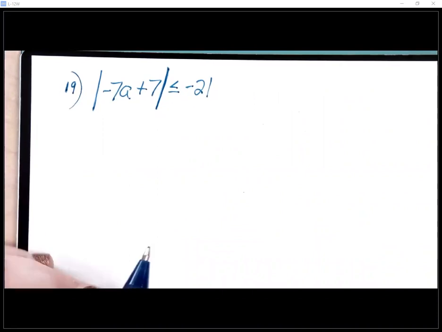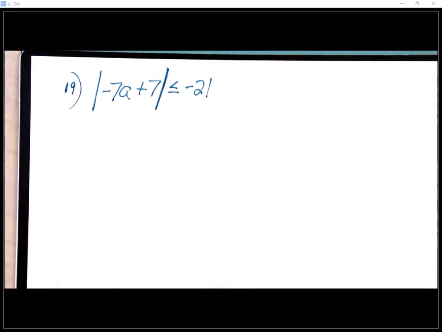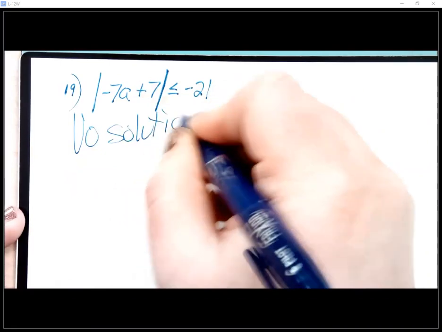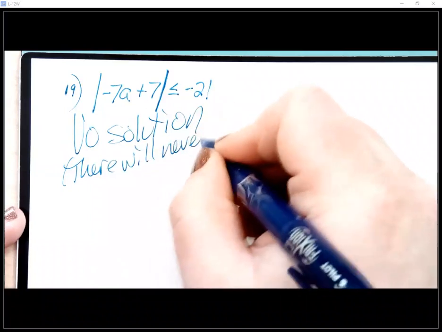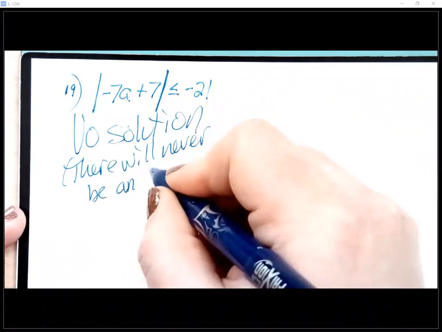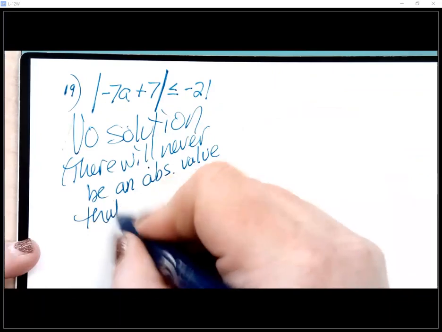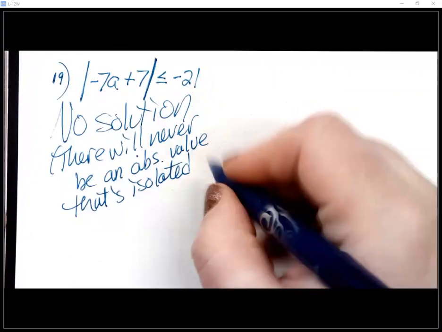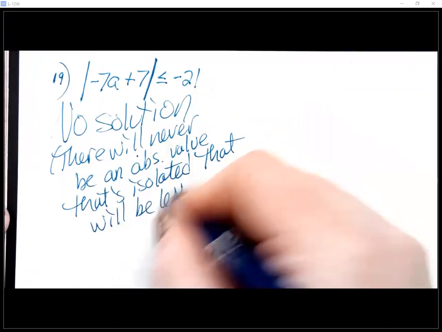Is there ever a situation where the inequality sign is facing the other way? Yes, good question. Let me see if there's any on here. So this one, let's just write: this one has no solution. There will never be an absolute value that's isolated, because that's an important thing. You can't just go around without isolating the absolute value, that will be negative, because that's impossible. You can't have a negative.